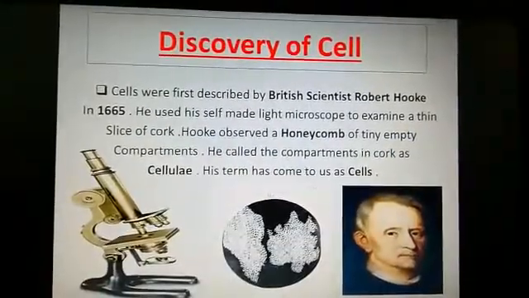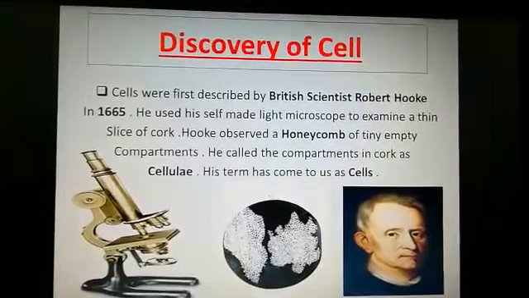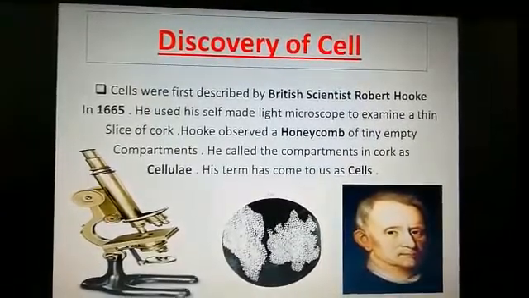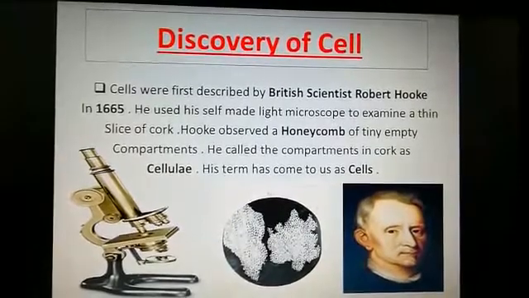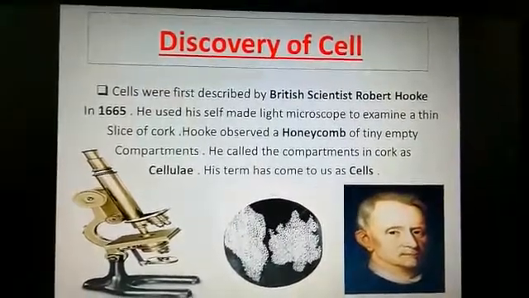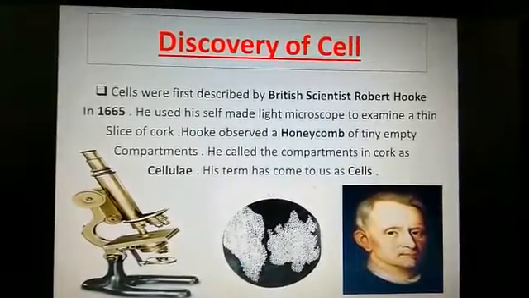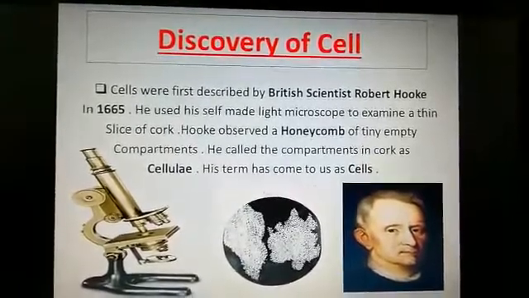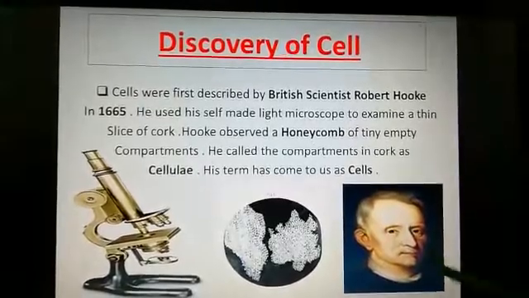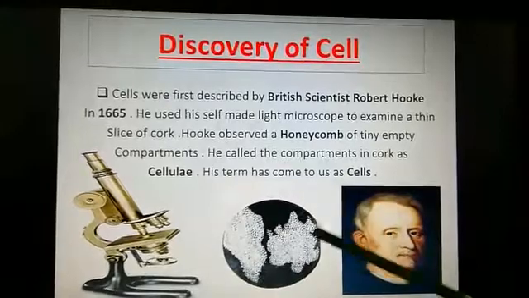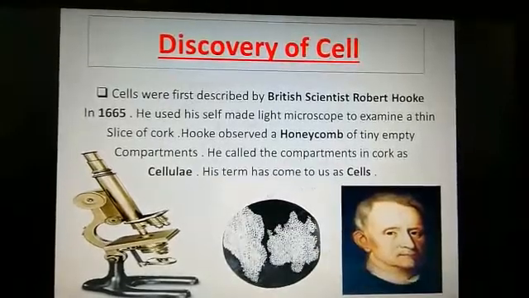Discovery of cells. Cells were first described by British scientist Robert Hooke in 1665. He used his self-made light microscope to examine a thin slice of cork. Hooke observed a honeycomb of tiny empty compartments. He called the compartments in cork cellulae. His term has come to us as cells. So this is Robert Hooke, and this is his self-made microscope, and this is a thin slice of cork he saw in his microscope.